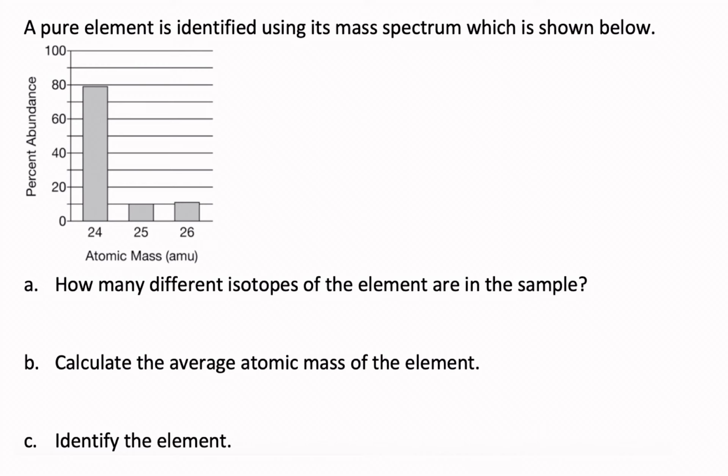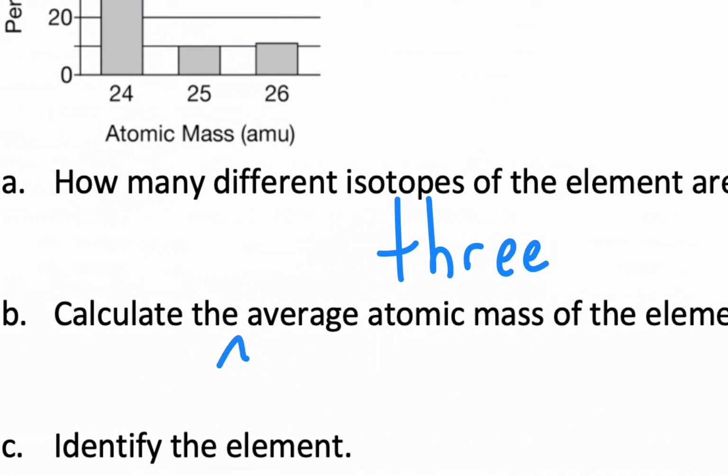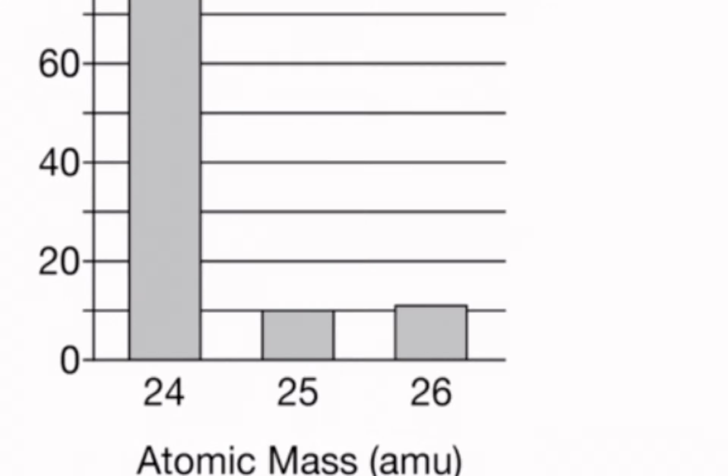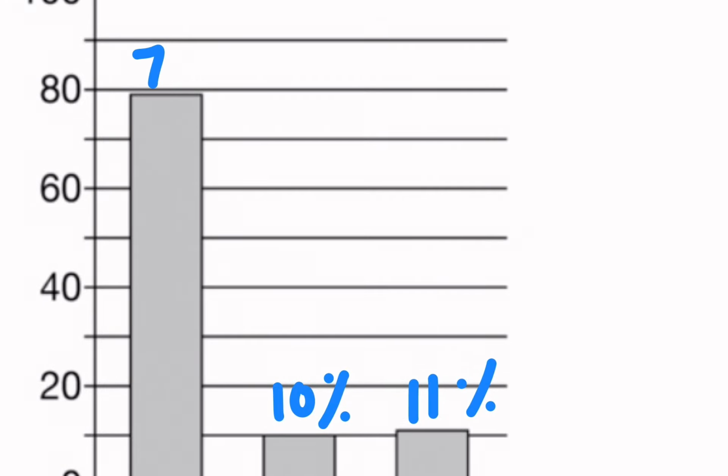A pure element has the mass spectrum below. How many different isotopes are there? Well, there's 3 signals, and each one should be an isotope, so it's just 3. What's the average atomic mass? The weighted average is what it should really say, but that's what they are implying, and you have to know that. So I can tell it looks like we have about 10% of the 25. This looks just more than that, so I'm going to call this 11%, and that's good. This one looks to be just shy of 80. I'm going to call this 79%.